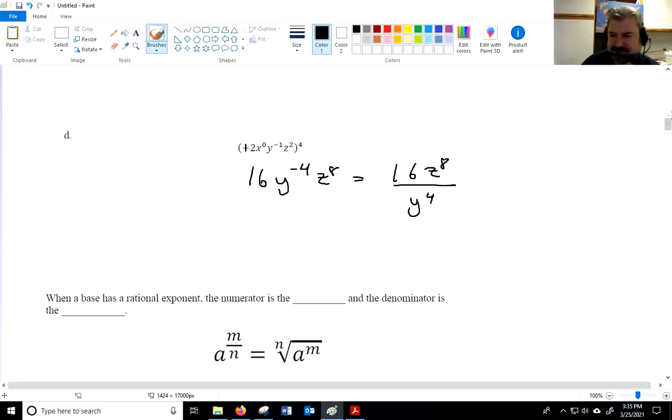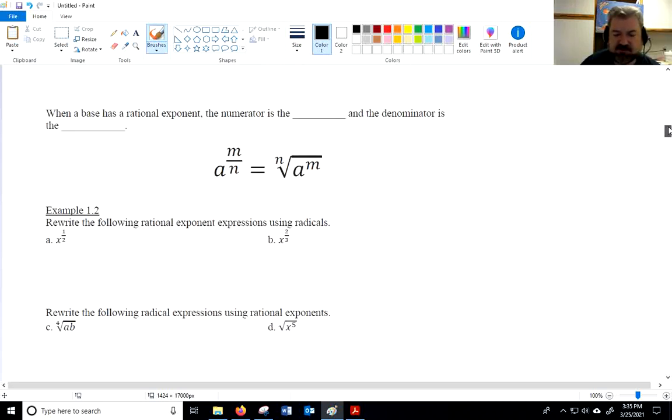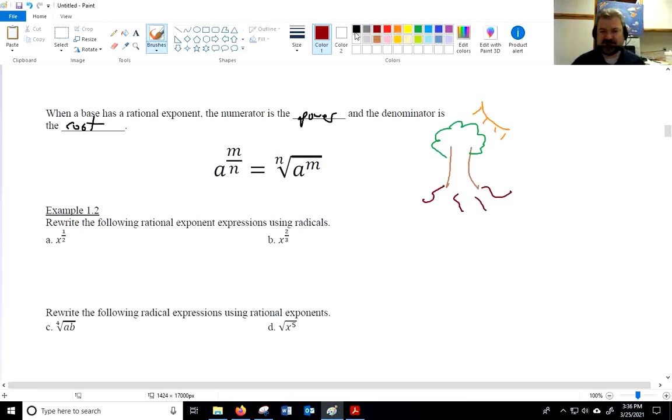All right. When a base has a rational exponent, the numerator is the power, and the denominator is the root. And the way I always remember that, or tell people to remember that, is that a base is like a tree. Okay? It gets its power from the sun up above, all the while its roots are down below. Okay, so just remember, roots down below, power up above.